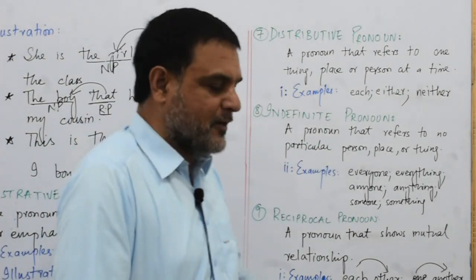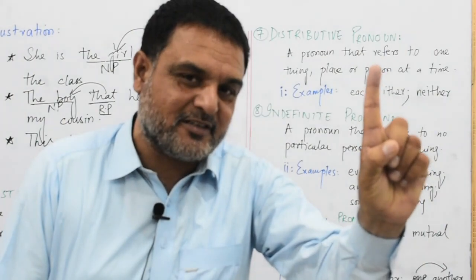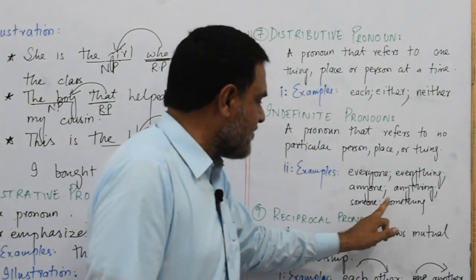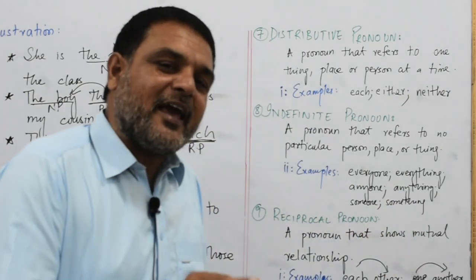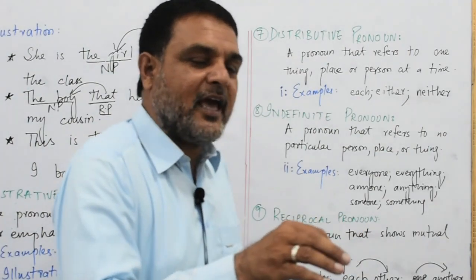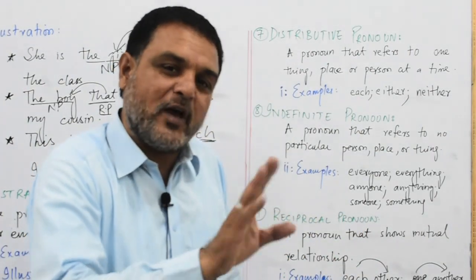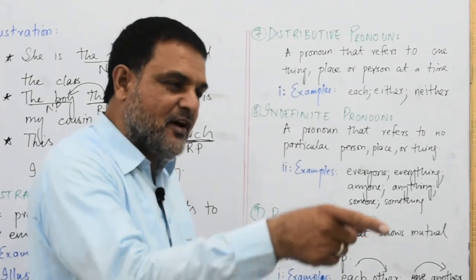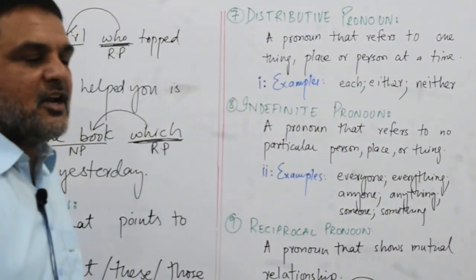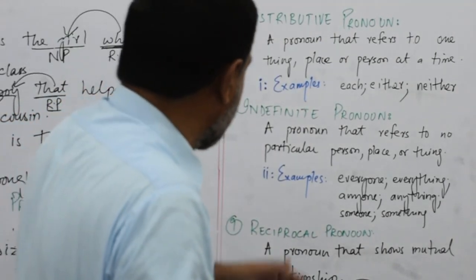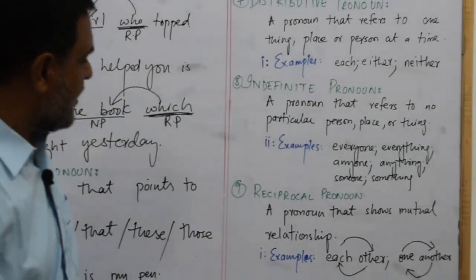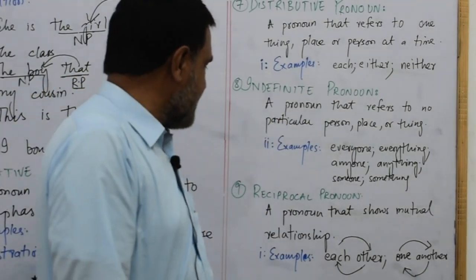For example, everyone. Everyone means everyone, not a particular person, not a particular thing. Everything, anyone, anything, someone, something, all of them are indefinite pronouns because you do not have a definite reference to anyone. So they do not refer to one particular person or place or thing. They refer to any. So that's why, remember, you will call them indefinite pronouns. So these are the examples of indefinite pronouns.